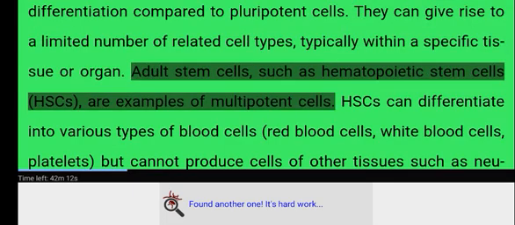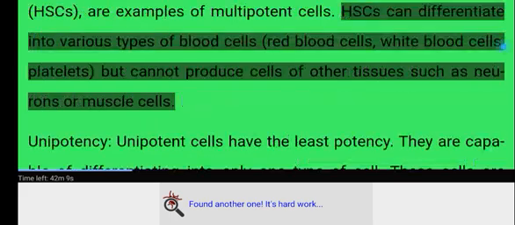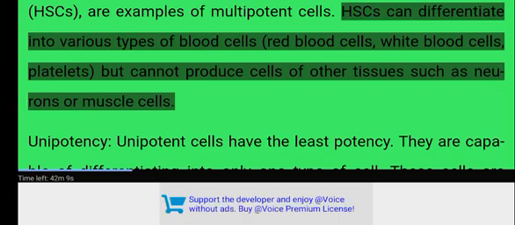Adult stem cells, such as hematopoietic stem cells, HSCs, are examples of multipotent cells. HSCs can differentiate into various types of blood cells: red blood cells, white blood cells, platelets, but cannot produce cells of other tissues such as neurons or muscle cells.